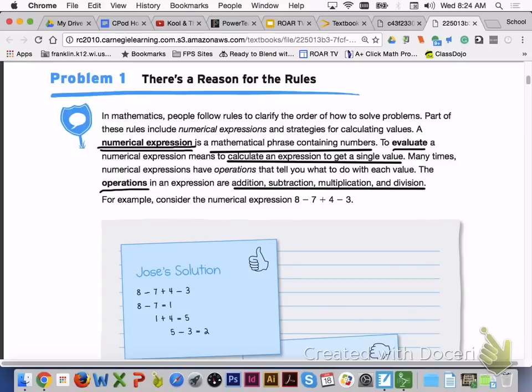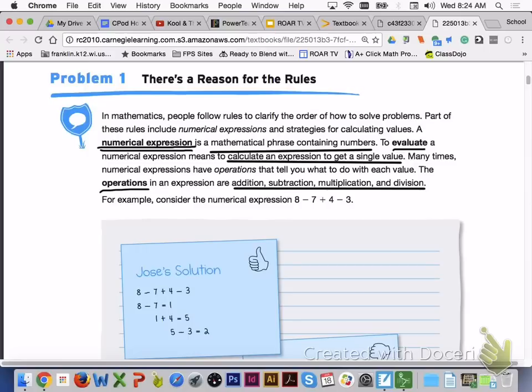In math, people follow rules to clarify the order of how to solve problems. Part of these rules include numerical expressions and strategies for calculating values. A numerical expression is a math phrase containing numbers. To evaluate a numerical expression means to calculate an expression to get a single value.